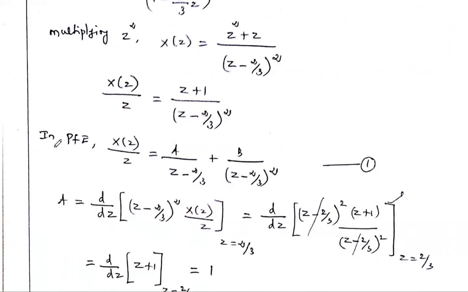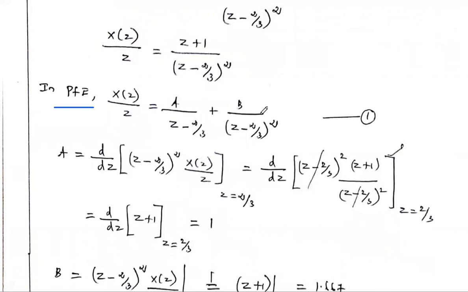After that, in partial fraction expansion, X of Z by Z can be written as A divided by (Z minus 2 by 3), for the repeated root we write one time, plus B divided by (Z minus 2 by 3) the whole square, two times we have to write. Consider this as equation number 1.